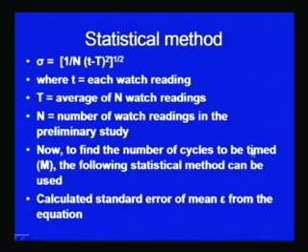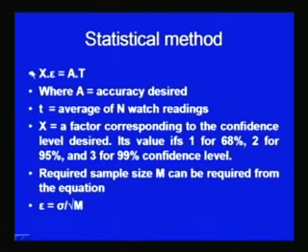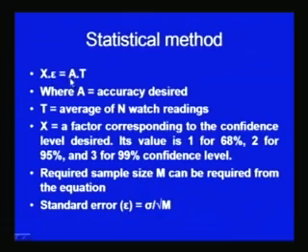Now, in order to find the number of cycles to be timed, m is calculated in the statistical method in the following way. Here the standard error of the mean, that is epsilon, is used in the following equation. The number of observations to be taken for timing each element by the statistical method can be calculated using this equation, where x times epsilon equals a times T, where a represents the accuracy desired, T is the average value of the n watch readings taken, and x is a factor. X is a factor which corresponds to the degree of confidence desired. Its value is taken as 1 for 68% confidence, 2 for 95% confidence, and 3 for 99% confidence.